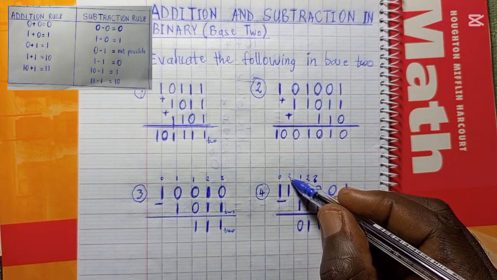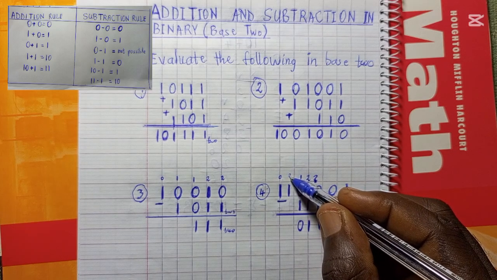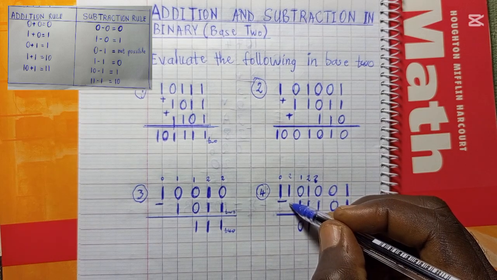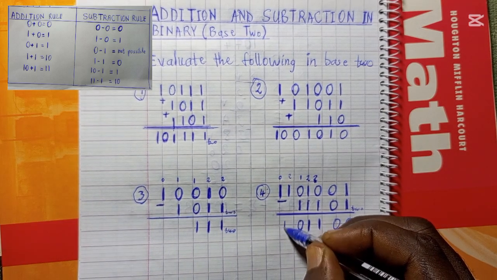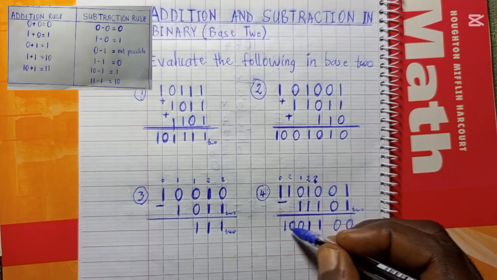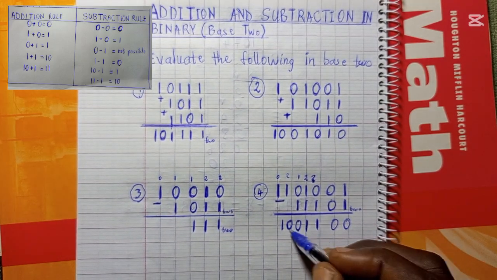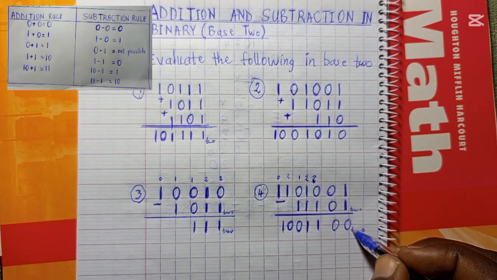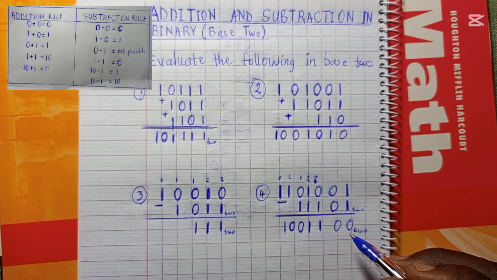Here we have 2. Okay, we are left with 2 in this place here. Remember, 2 in binary system is 10. So there is nothing to subtract it from here. So what I'll do, I'll write the 10 here, which is 1 0 1 0. So our final answer is this value in base 2. So these are the tricks in calculating in binary system.